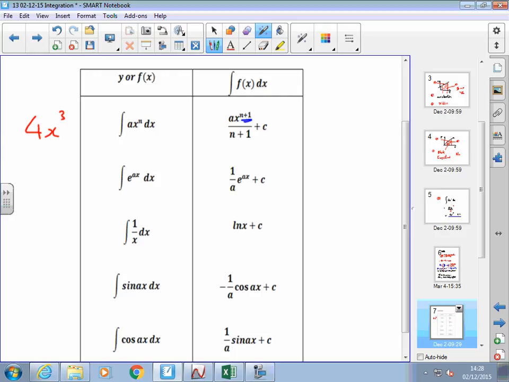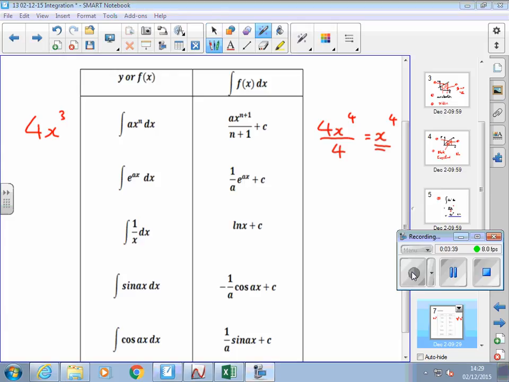We add 1 to the power, so n becomes n plus 1, and then we divide by the new power. So in words, that's what this is saying here. Add 1 to the power and divide by the new power. So what is the power of x, in this case x cubed? Add 1 to the power to get x to the 4, and divide by the new power. So we get 4x to the 4 divided by 4. That's what I've done. Added 1 to the power and divided by the new power. And then you look at it and try and tidy it up. Because the 4's cancel, this becomes just x to the 4. So that would be the answer.